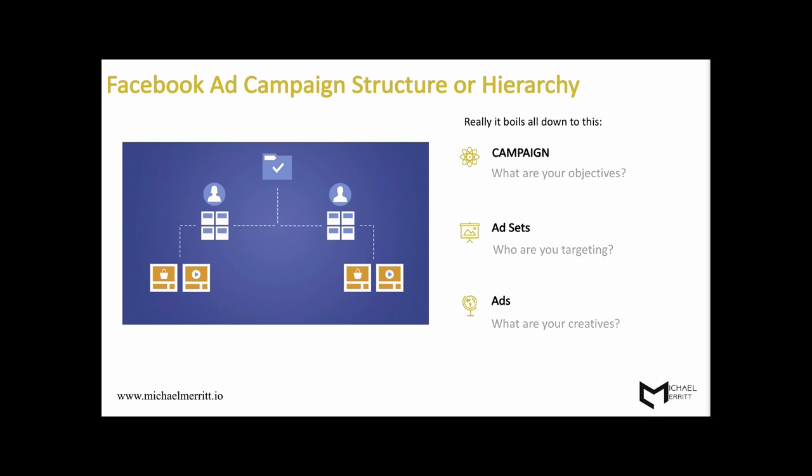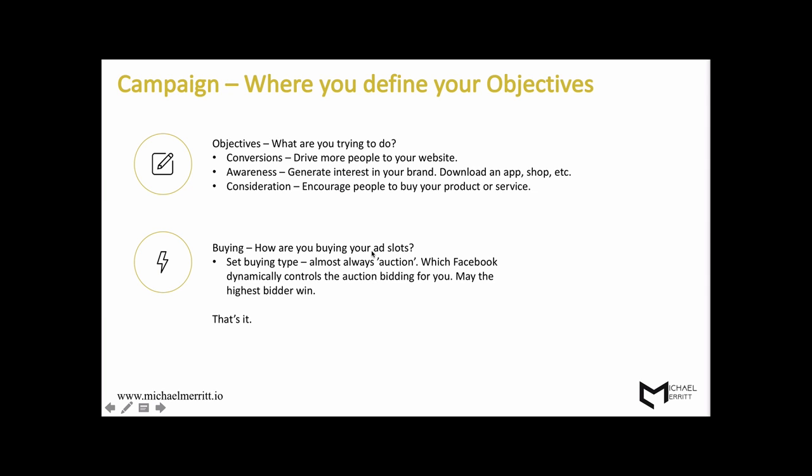So the Facebook ad campaign structure or hierarchy, really it all boils down to this. The campaign: what are your objectives? The ad set: who are you targeting? And the ads: what are your creatives? It's pretty simple. So here's a diagram of that flow. This would be the campaign, ad sets, which are sets of ads, and then your ads that live within those ad sets. So now let's look at the campaign and go into a little bit more detail.